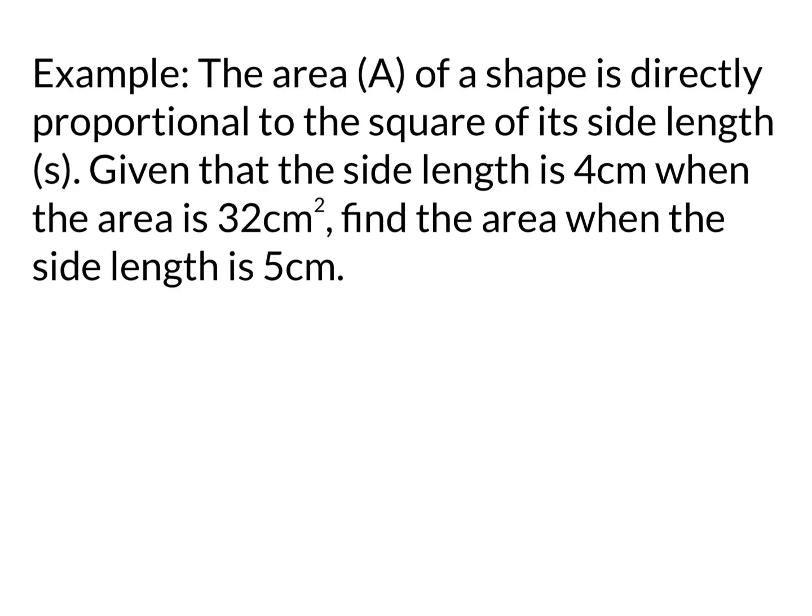So the area A of a shape is directly proportional to the square of its side length S. And then we've given some information. It's saying that when you have a side length of 4, area is 32. And using that, go and find the side length, the area when the side length is 5.